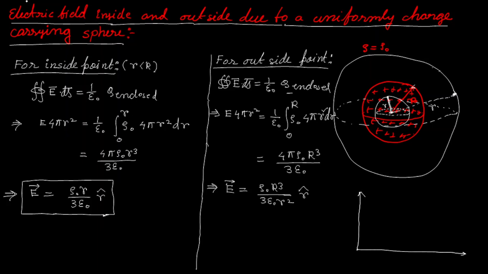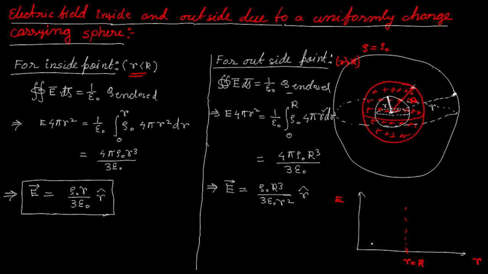So if we want to draw the variation of electric field with respect to r, that is the distance from the center of the charged sphere, let's say on the y-axis we write the electric field, and on the x-axis we write the value of r, the distance of the point from the center of the sphere. When r is less than capital R, the point is inside, and for outside points, r is greater than capital R.